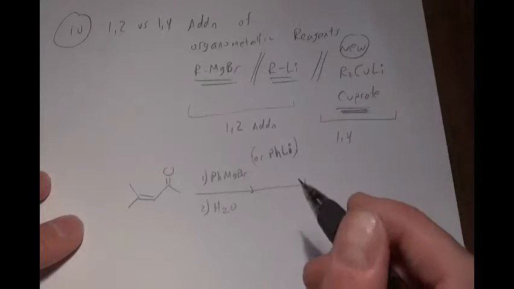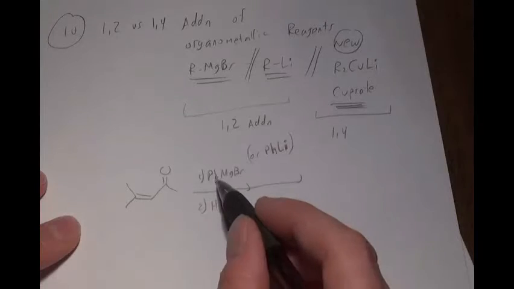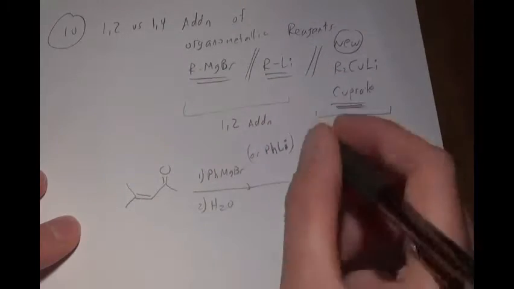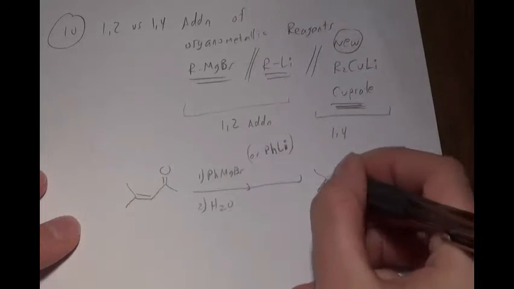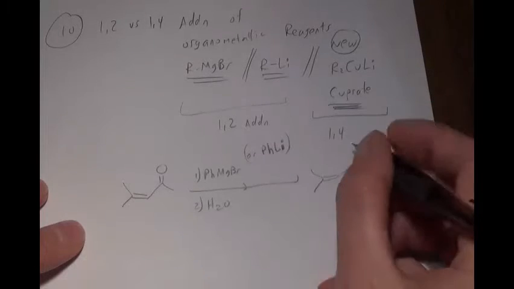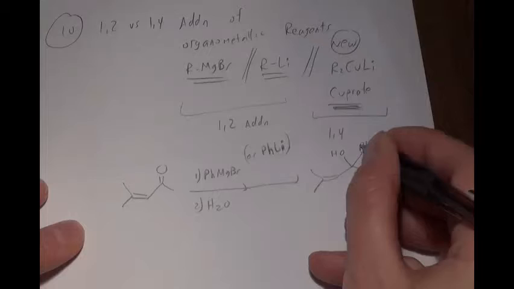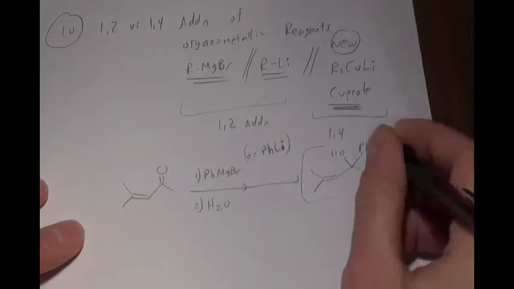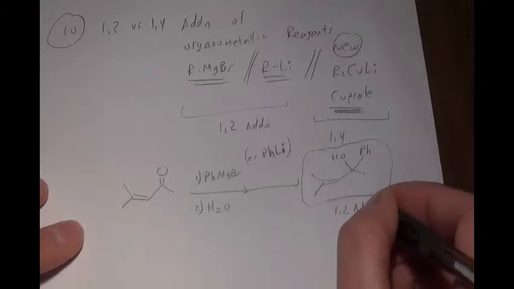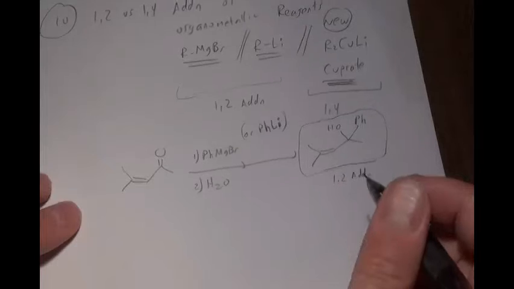What did 1,2 addition mean? It means that we're directly attacking the ketone. And so this is kind of like normal old Organic 1 chemistry. That's the product, right? And this is a 1,2 addition. So the Grignard attacks the ketone. What's the mechanism for that?